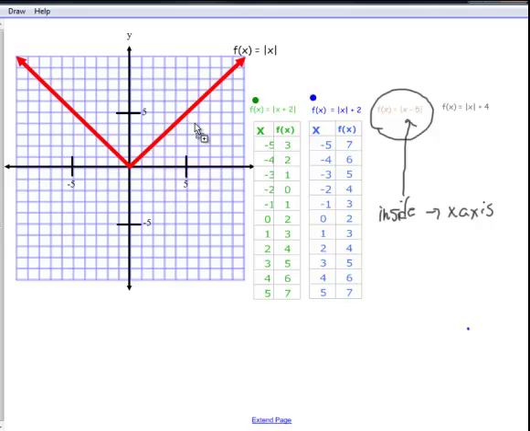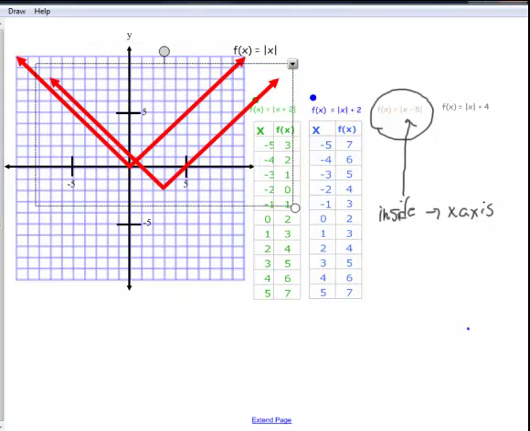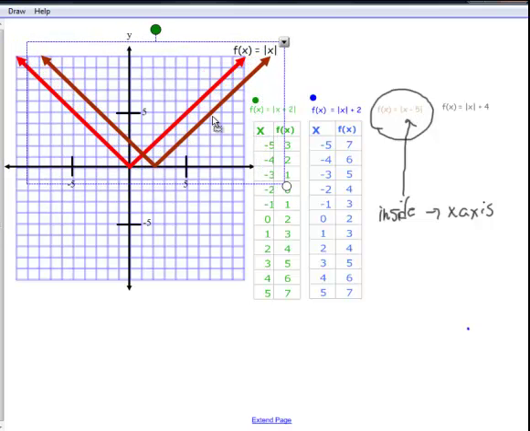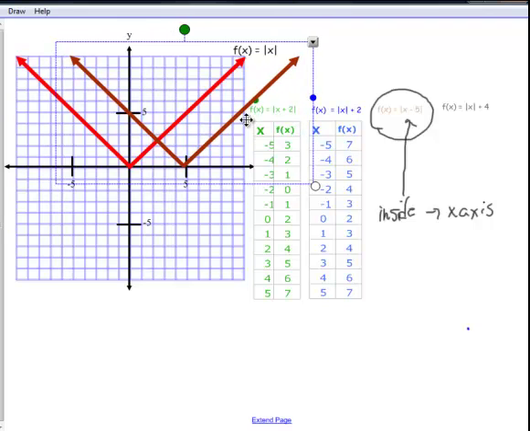Okay, so here I am. I'm going to clone that thing, and let's make it brown. And it says -5, so that means I'm going to start here, and I'm going to go 1, 2, 3, 4, 5. And that's what that graph looks like.